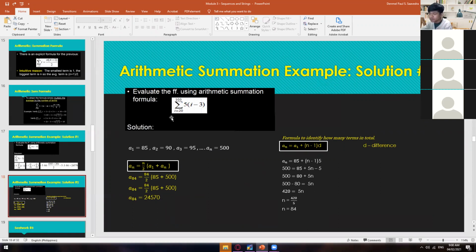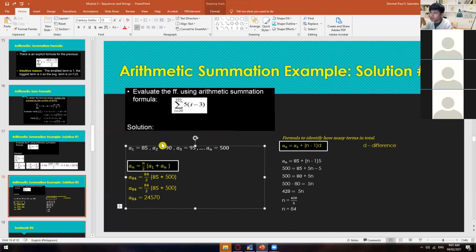Again, same question, of course. Evaluate the following using the arithmetic summation formula. So we have this 20 to 103 and so on and so forth. If you're going to substitute 20, which is your first term, the a sub 1, you will get 85. So 20 minus 3 is 17. 17 times 5 is 85.